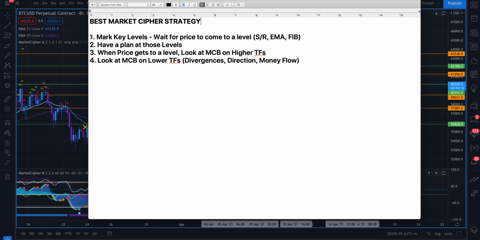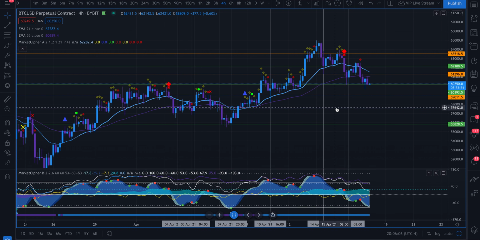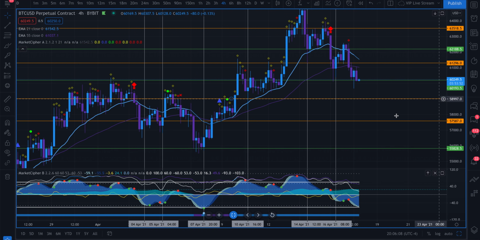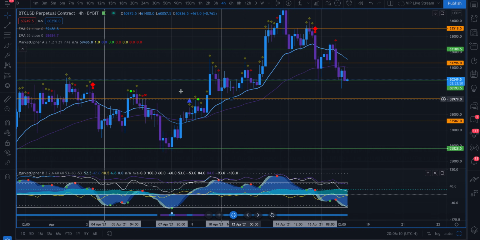So what we're going to do first, guys, for this strategy is we are going to mark our key levels, okay? This is very important. The foundation of all market structure, of all technical analysis, are price levels, support and resistance, exponential moving averages, Fibonacci levels. And as you can see on my chart here, these horizontal lines I have marked out are my support and resistance levels. These are the basis for all the trades I enter.